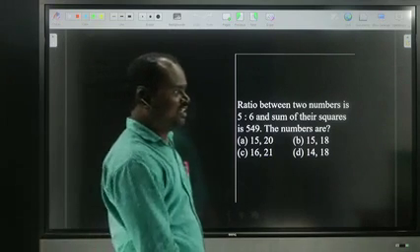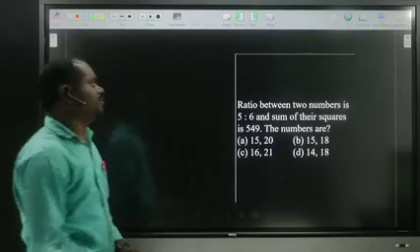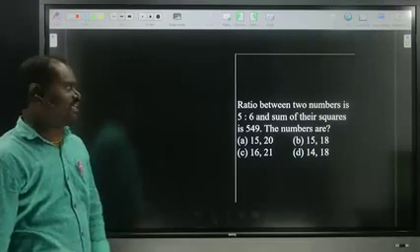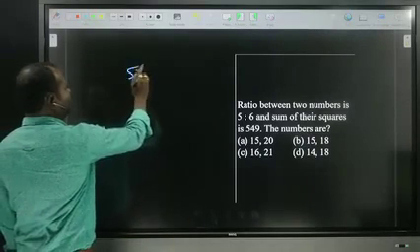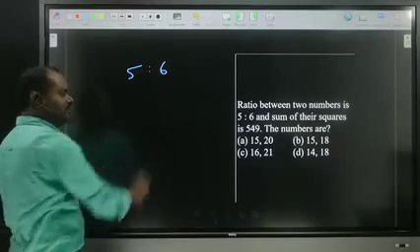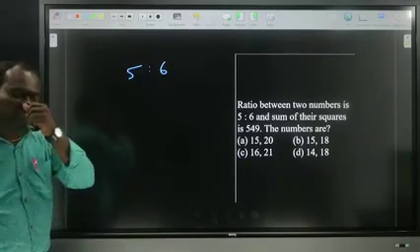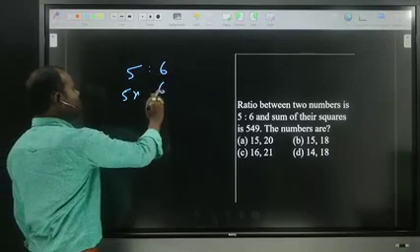Options: A 15, 18; option B 15, 18. The ratio between two numbers is 5:6. The sum of their squares is 549. The numbers are? Here the approach is: the ratio is 5:6, we don't know the numbers. We can take it as 5 parts or 6 parts, or 5x and 6x. So let us assume 5x and 6x.